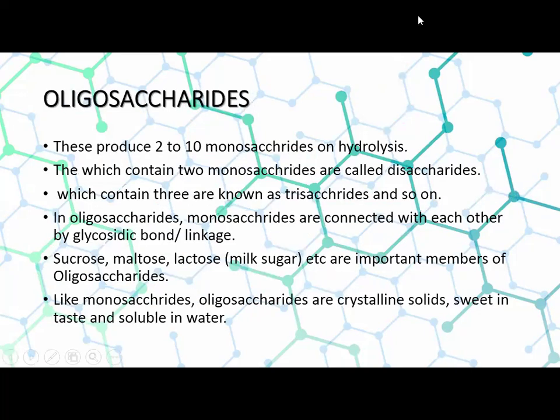Now next is oligosaccharide. Oligo means few. Few means 2 to 10 monomers. On hydrolysis, the oligosaccharides give us 2 to 10 monosaccharides. Therefore, they are called few. Oligo means few and saccharide means sugar. It gives us few sugar molecules upon hydrolysis, and those which contain 2 monosaccharides are called disaccharides.